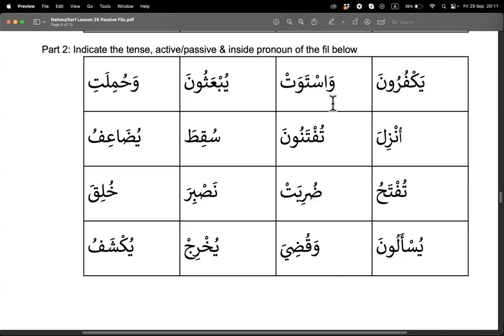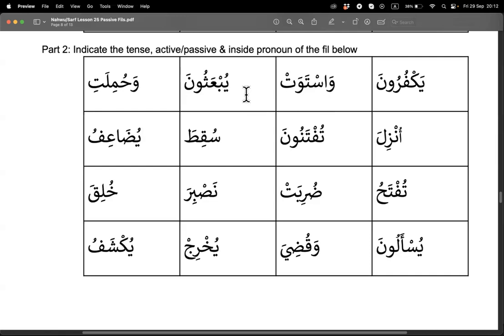For example, you have harf jar bi, harf jar kaf, right? Just one letter. How do you know that letter is a harf jar or that letter is part of the word? That one we learn in sarf, inshallah. Okay, next one.